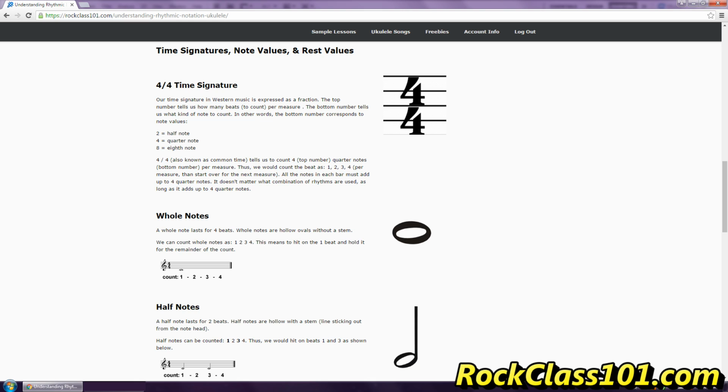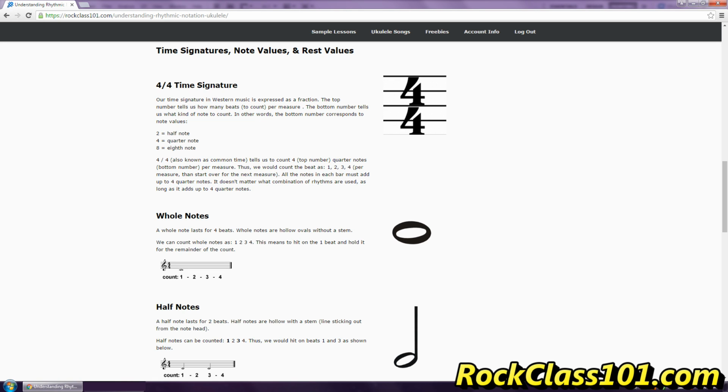So let's go ahead and talk about the top number. The top number tells us how many beats to count per measure. And the bottom number tells us what kind of note to count. So in other words, the bottom number corresponds to a note value. And you can see it in this picture right here. You see that if we were to have a 2 underneath, that would be the equivalent of a half note. A 4 is the equivalent of a quarter note.